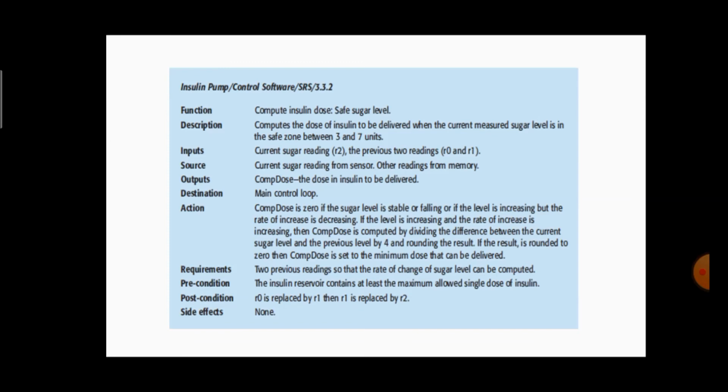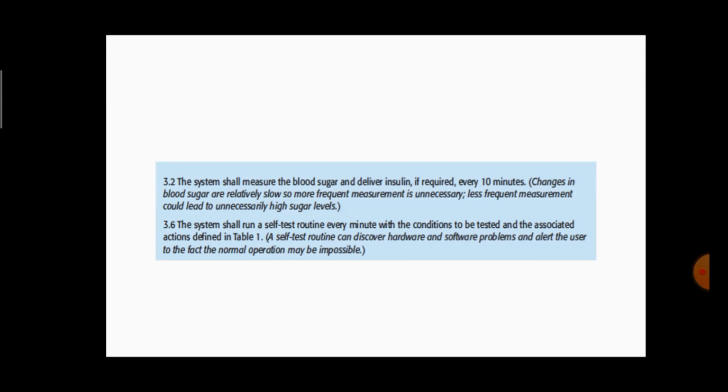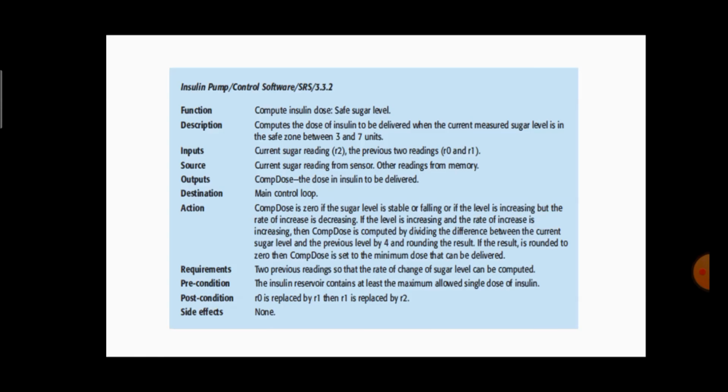So, compute insulin dose function. Here this requirement is specifying about computing the insulin dose, and what is the condition? Sugar level is safe. See, description. First, I explain the function. This is the requirement. Description means it is going to explain about the function. Inputs, what are the inputs, what are the outputs, what is the destination, what is the action. See, here also I am telling about the requirement only. See the difference here? Here I simply used text, but here I am following some format. That's all. Getting, guys?